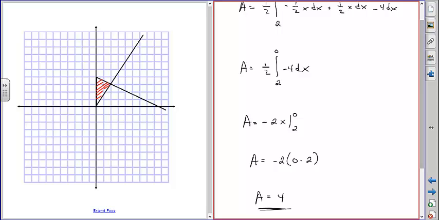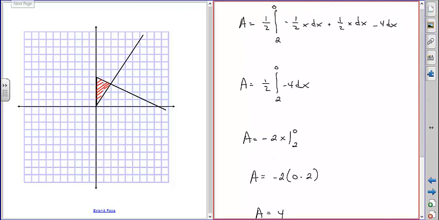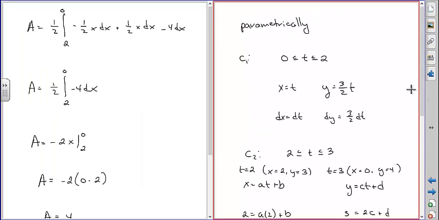But if you did want to use the technique that we've used in the past, you would take each one of those curves and you would parameterize them. So for the first curve, you let x equal t, you let y equal 3/2 t. So dx is dt and dy is 3/2 dt. Okay, so that's the first curve.